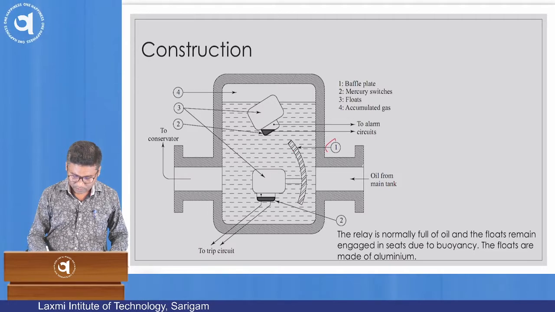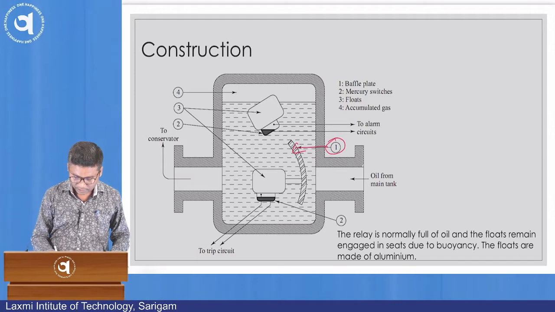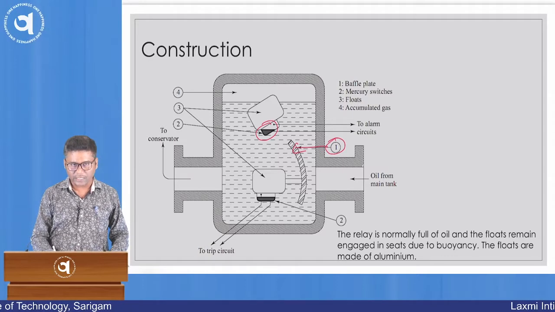This particular one shows the baffle plates, and the mercury switches are shown over here. These are the mercury switches. Right now these switches have touched the contact, so this is in operating condition. Right now it is operated. So, in this particular figure it is showing an operated condition.